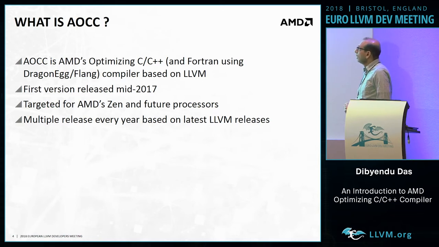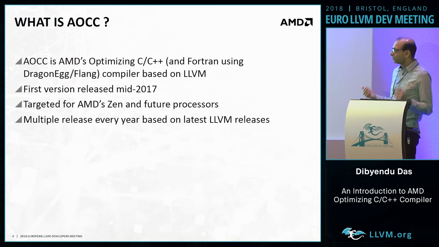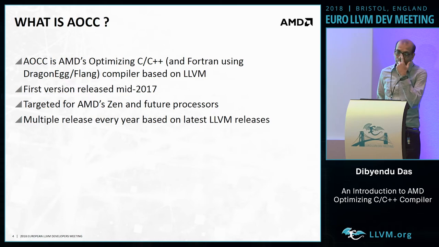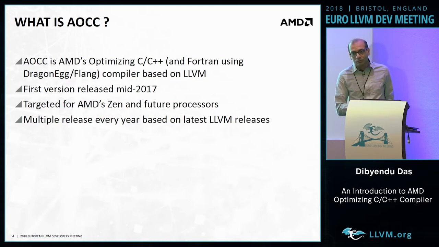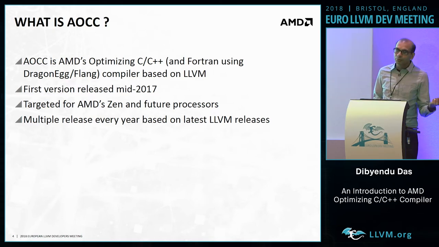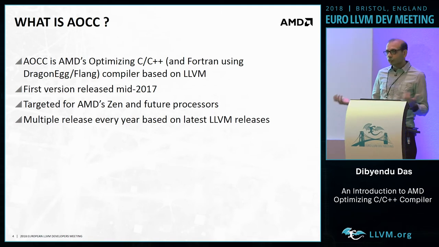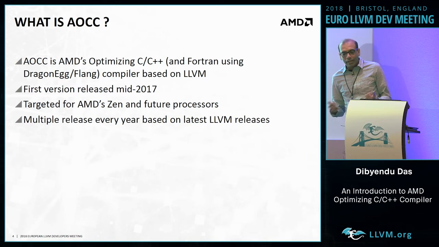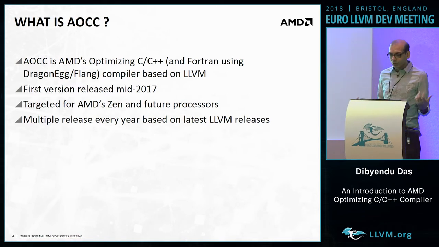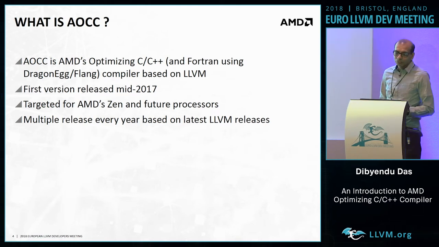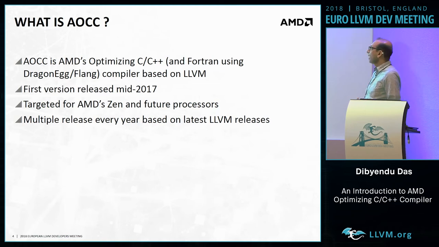As I said, AOCC is AMD's optimizing C++ compiler, but though we say C++, it's not only C++. We have worked quite a bit on DragonEgg over the past few years to support the Fortran side of things. And of late, we are also working with Flang. Our hope is that at some point we'll be able to switch over and provide AOCC or AOFC, whatever you call it, which is Flang-based.